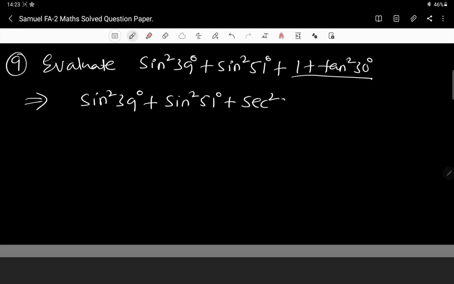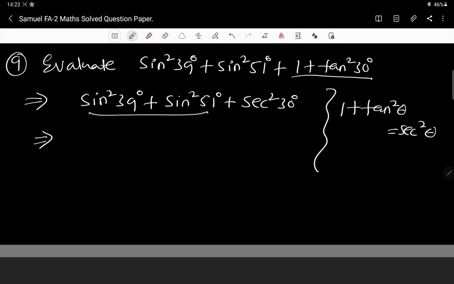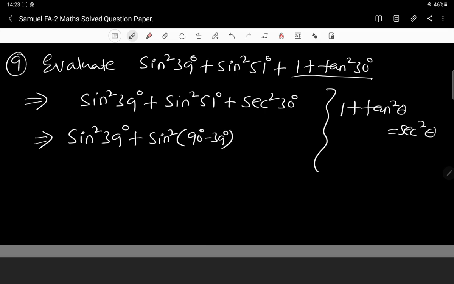Can it be written as secant square 30 degree? Yes. Of course. Why? Because I told you before also: 1 plus tan square theta is equal to secant square theta, no? So that's why secant square 30. Alright. Look at this. Definitely 39 and 51 we don't know, but they are complementary. So how can we do this? This can be done as sine square 39 degree plus sine square of this 51, which can be written as 90 degree minus 39 degree. Just observe that. Plus secant square 30 degree, we'll substitute that value also.